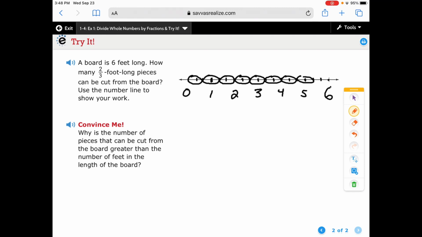Keep going. And then at the end, we count our circles. We have 1, 2, 3, 4, 5, 6, 7, 8, 9. So let's do 6 divided by 2/3. This is our mathematical way. On top was our visual. Remember to keep this, change this to multiplication, and flip this upside down.